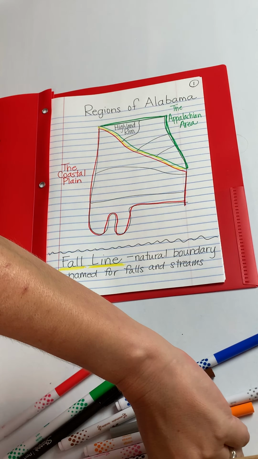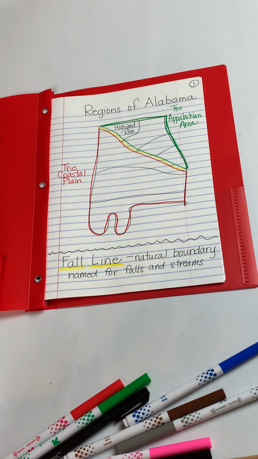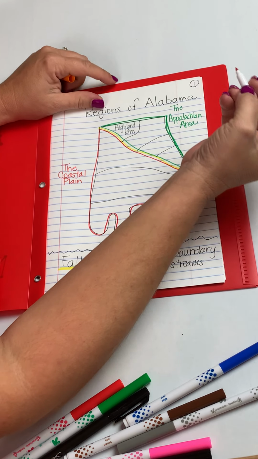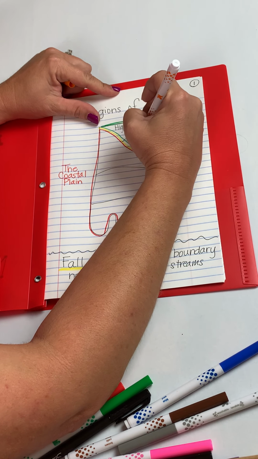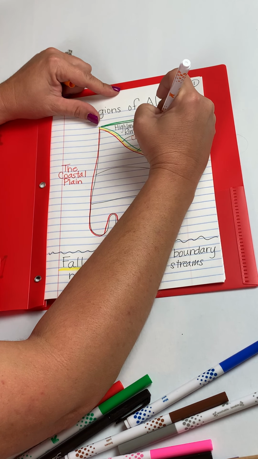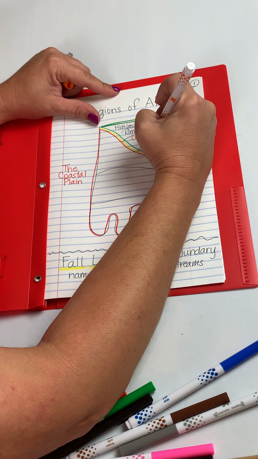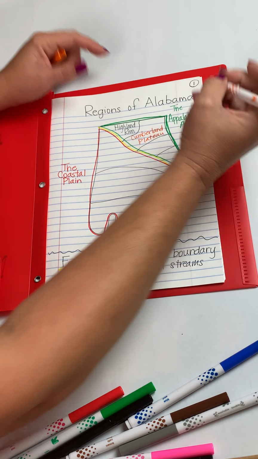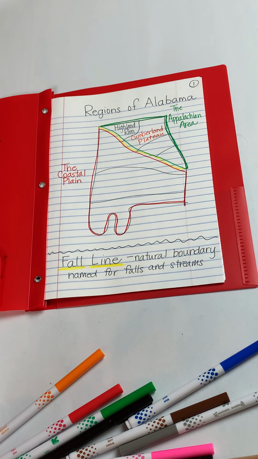Now we're going to use our orange. Use our orange. And orange is going to be the Cumberland Plateau. E-A-U. Plateau is a hard word for me to spell. I can never remember the exact order of those letters at the end. P-L-A-T-E-A-U. Cumberland Plateau.